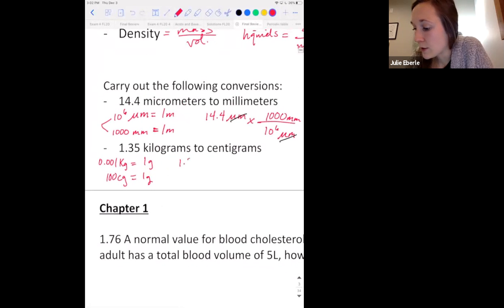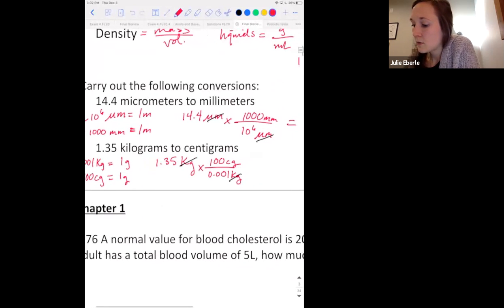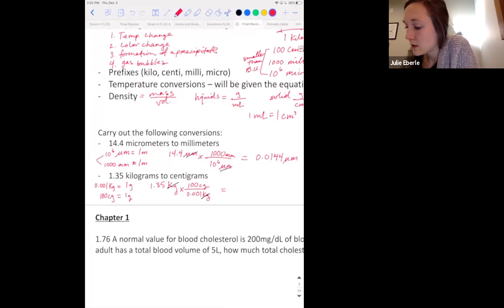So now because these both equal a gram, these numbers are equal to each other. We can start with 1.35 kg. So 0.001 kg equals 100 centigrams. We're going to cancel out kilograms. So 1.35 times 100 and then essentially times 1,000. You should get 135,000. So what you got?